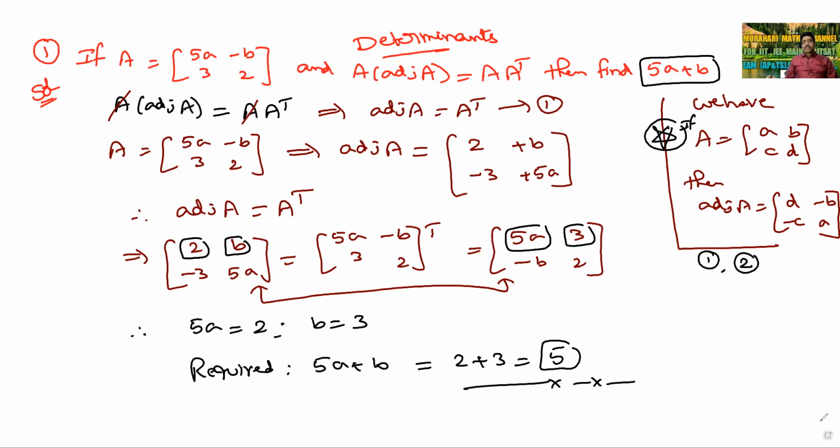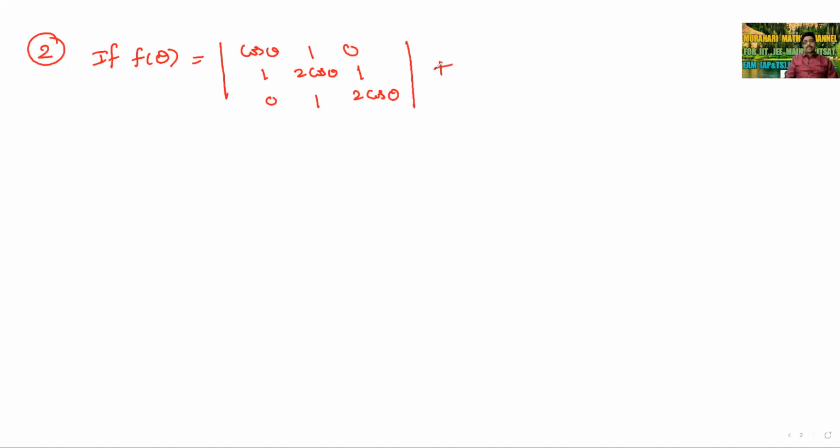Okay, now I am going to explain question number 2. If f of theta is equal to the determinant with rows cos theta, 1, 0; 1, 2 cos theta, 1; 0, 1, 2 cos theta, then find the range of f of theta.